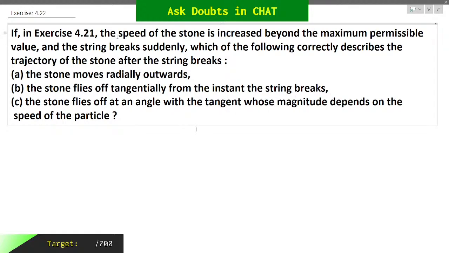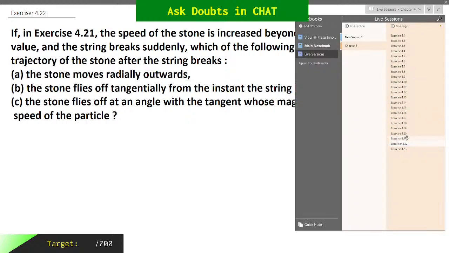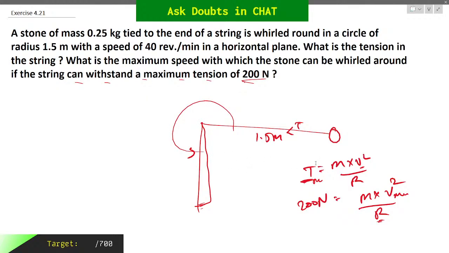Let's move to the next question. It says that if in exercise 4.21 the speed of the stone is increased beyond the maximum permissible value and the string breaks suddenly, which of the following correctly describes the trajectory of the stone after the string breaks? The stone moves radially outwards, the stone flies off tangentially from the instant the string breaks, the stone flies off at an angle with the tangent whose magnitude depends upon the speed of the particle. So it extends the previous question and asks what if the speed is increased from the limiting value to a higher value.